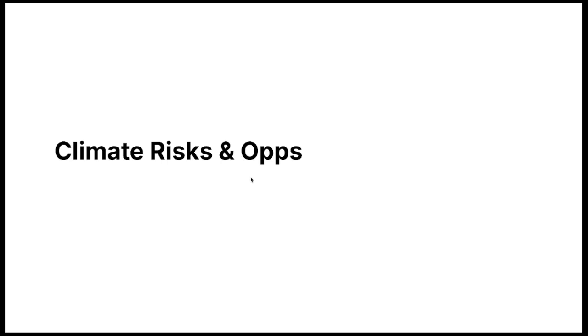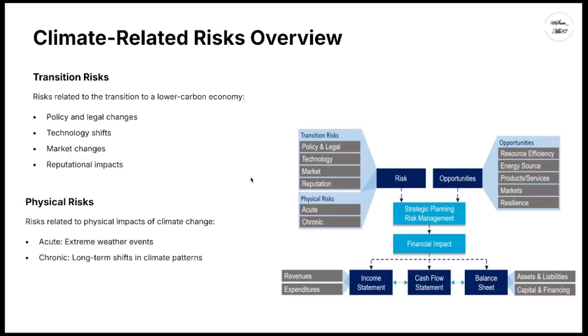Now let's talk about climate risks and opportunities. When assessing climate-related risk, it's helpful to group them into two main categories: transition risk and physical risk. Transition risks are those that arise as the world shifts to a lower carbon economy. This includes policy and legal changes like new emission regulations or carbon pricing, technology shifts such as the adoption of cleaner energy or more efficient systems, market changes including shifting consumer demand or supply chain disruption, and reputational impact, where failure to act on climate can affect brand value and stakeholder trust.